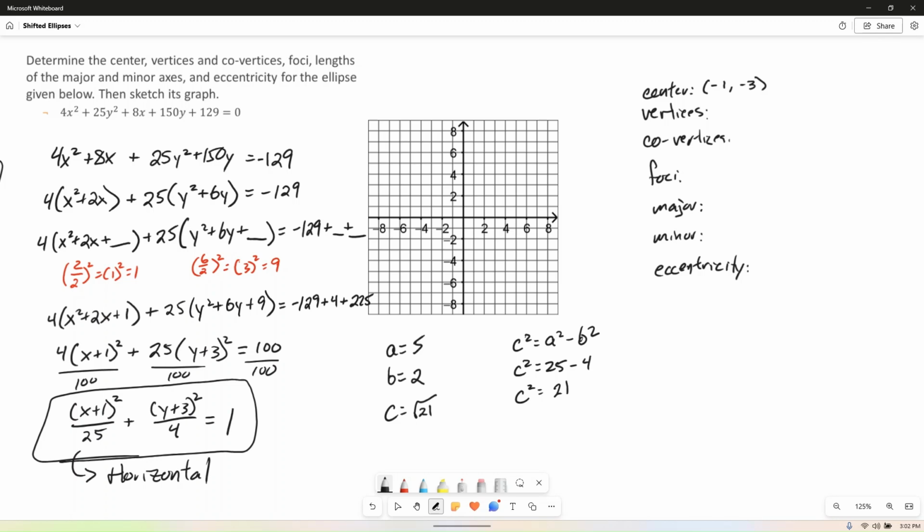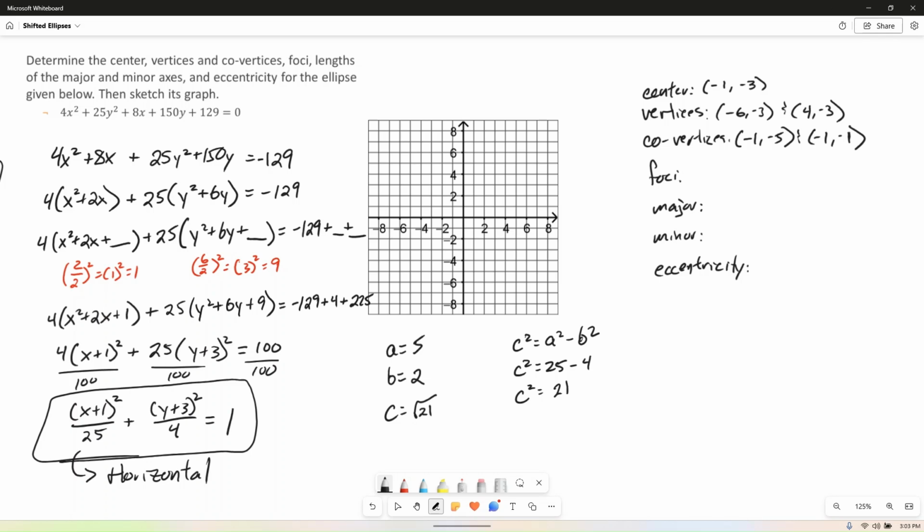If it's a horizontal ellipse, that means the vertices are to the left and the right of the center. So I need to travel from -1, -3, 5 units to the left and 5 units to the right. So the vertices are going to be -6, -3, and then 4, -3. So that's left 5 units and right 5 units. The co-vertices are going to be 2 units above and 2 units below the center. So that's going to be -1, -5, and then -1, -1.